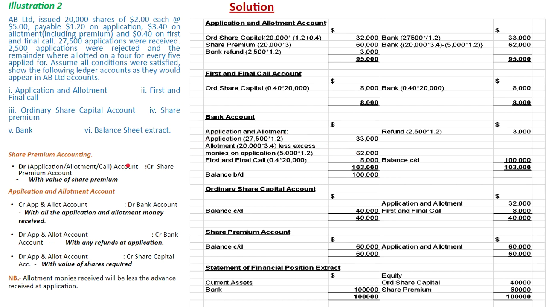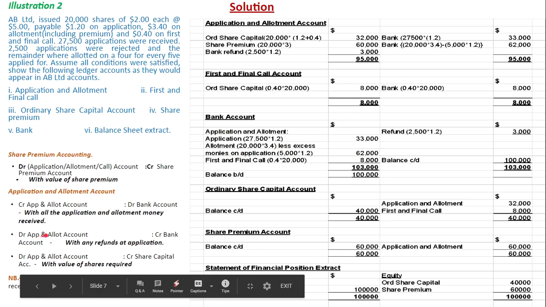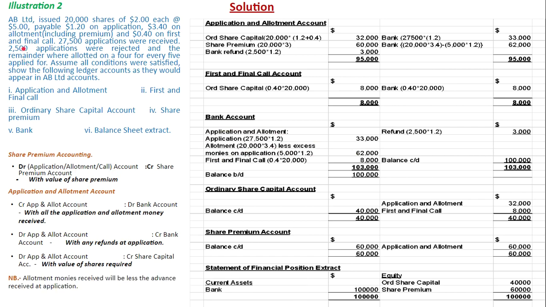Next, accounting entry note. Debit application and allotment account with any refunds at application and credit bank. We are told 2,500 applications were rejected. So we have a refund of 2,500 multiplied by $1.20 to give us 3,000 on the debit side of the application and allotment account. Double entry, we credit bank account with the same information to give us $3,000.